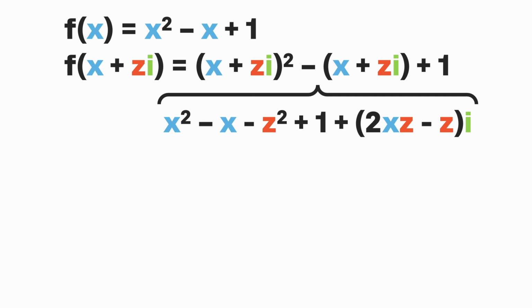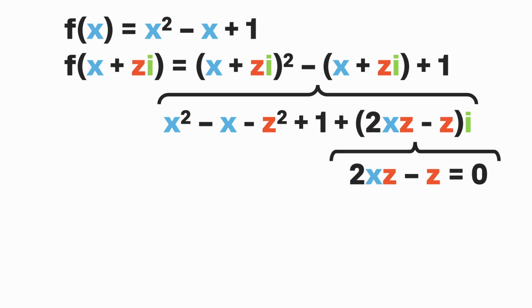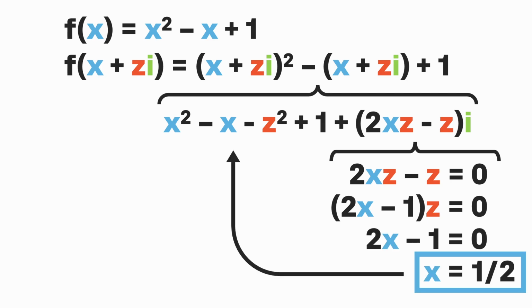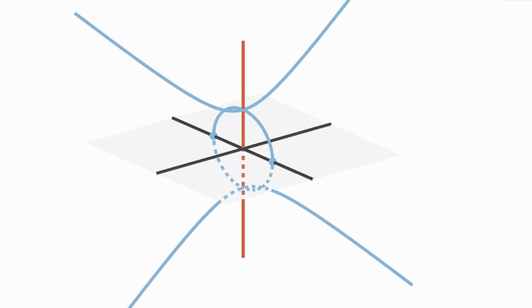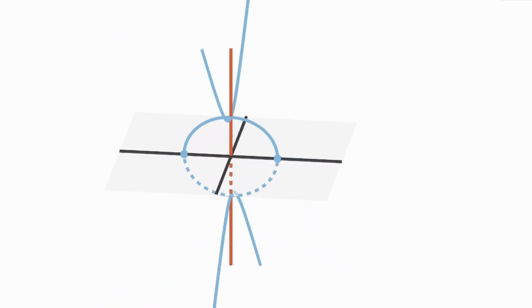To find the equation of the phantom curve, you set the imaginary part to 0 and solve for x in terms of z. Plug this back to the real part of the result we obtained earlier, and voila! This is the equation for your phantom curve. And of course, phantom curves don't exist just for the polynomials. But that's a topic for another video.